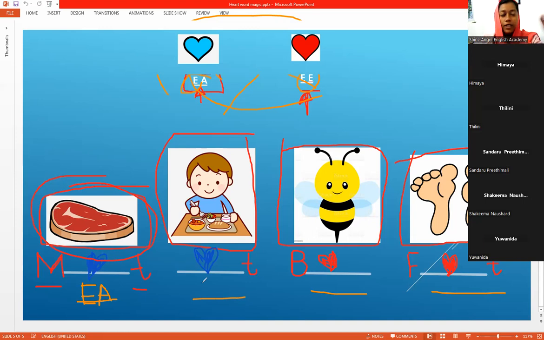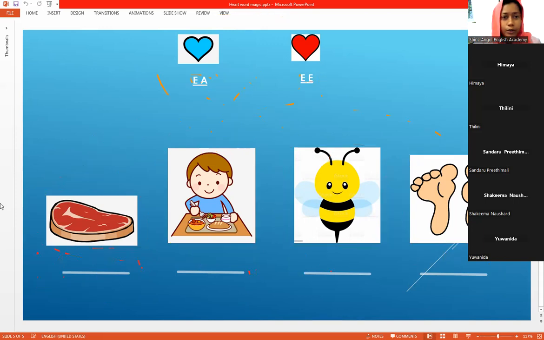You can put the picture, right? You can put the picture here, you can put the picture there, mix the pictures, and then ask the child to paste the correct spelling. Okay, after the child pastes and if the child can get all the letters correctly, right? You're going to erase everything.